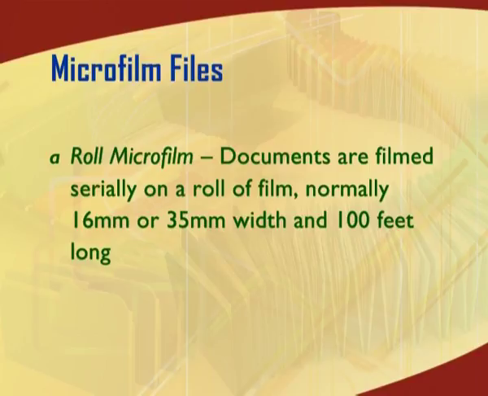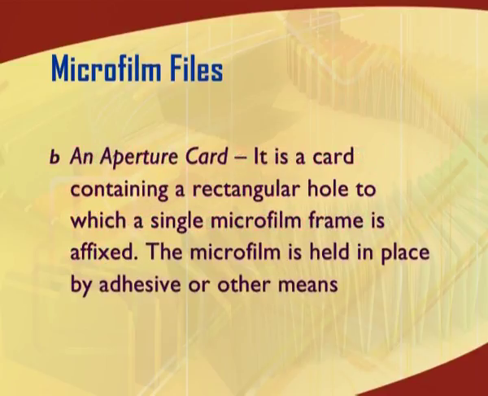Depending upon the type of document, its purpose, length, or the retention and frequency of retrieval, records may be microfilmed in various formats. The first format is roll microfilm. Here, documents are filmed serially on a roll of film, normally 16 mm or 35 mm in width and 100 feet long. The next one is an aperture card.